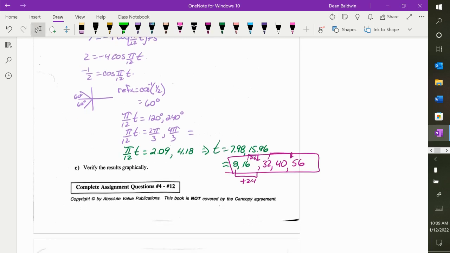So you just keep adding until you exceed 1 minute, which is 60 seconds. Okay? So at 8 seconds, 16 seconds, 32 seconds, 40 seconds, 56 seconds, you are at a height of 7 meters. Why you would need to know that, I don't know, but if you wanted to predict on that very fast Ferris wheel that you're on.